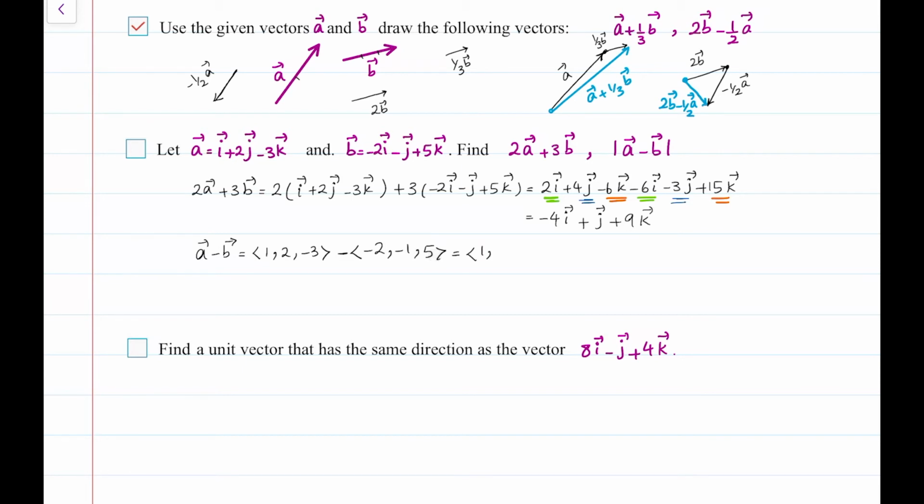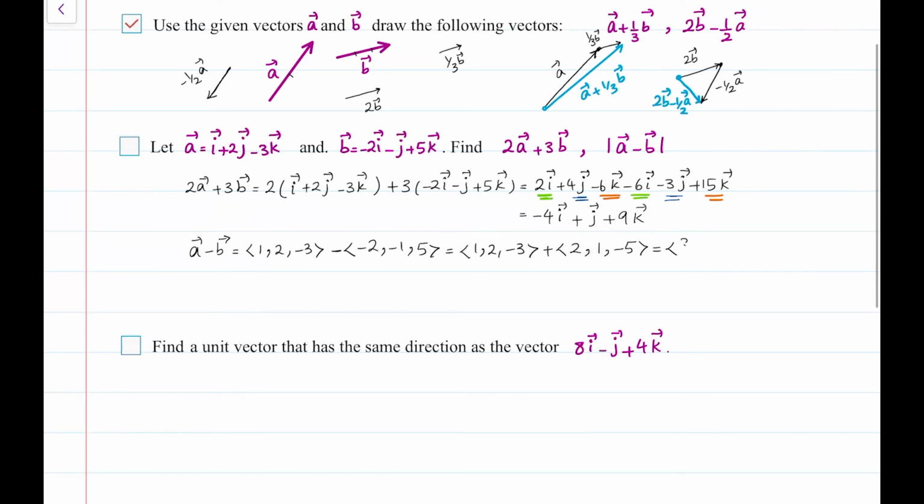So let me just keep writing the first vector. And let me distribute the negative into here because I don't want to forget the negative sign. So it will be 2, 1, and then negative 5. Now I'm going to add the first components, 3, and then 2 plus 1 is 3, negative 3 minus 5, negative 8. Awesome.